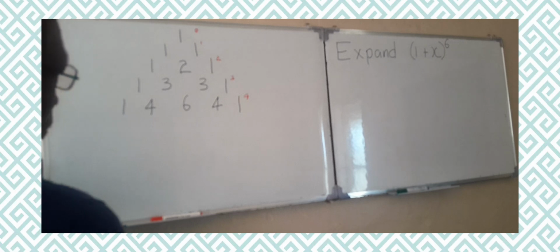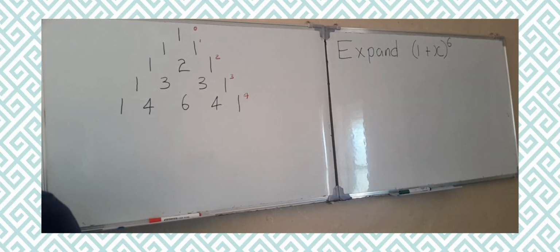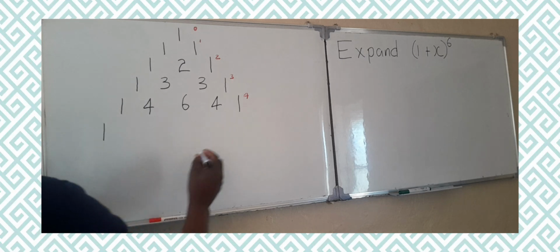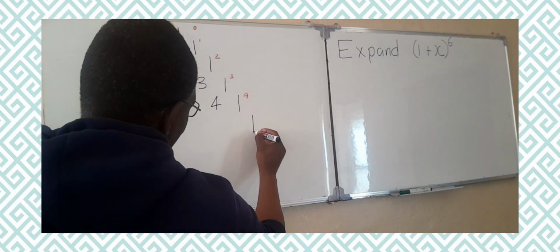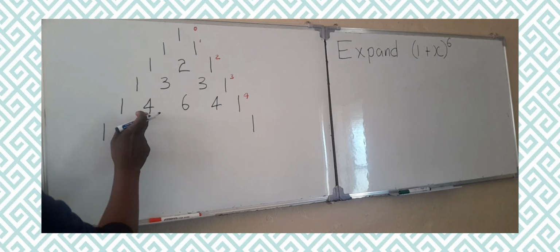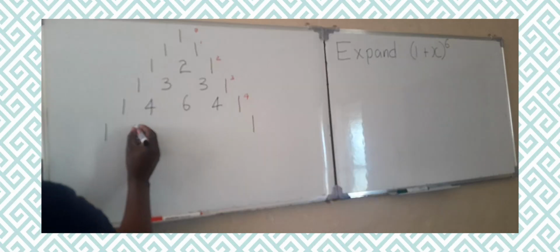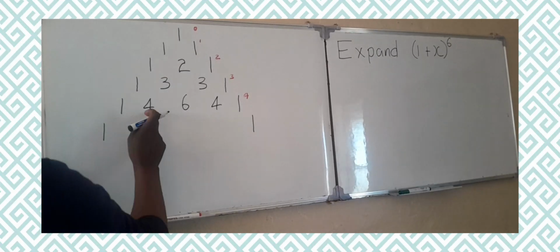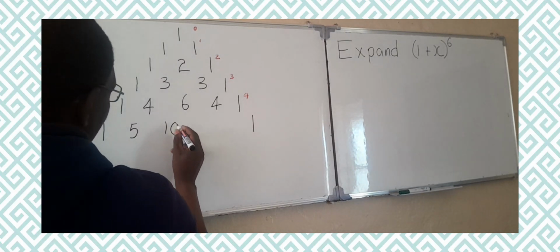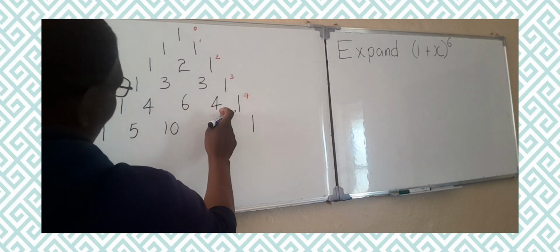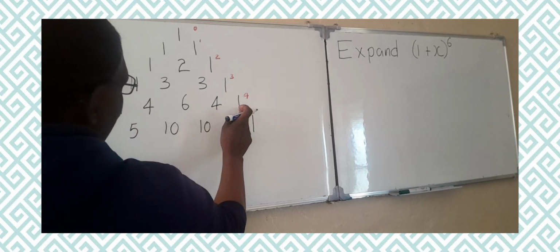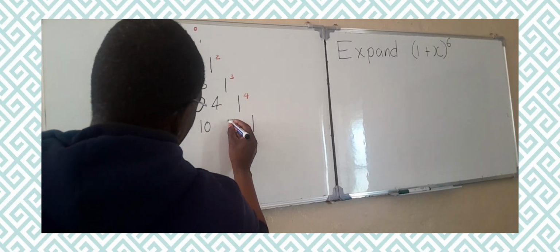Okay, let's go to line 5. Again, we start with a 1 to the left of this and a 1 to the right of this one. What do we put in between here? We take this 4 and this 1, add them together, we get a 5. We take this 4 and this 6, we add them together, we get a 10. We take this 6 and this 4, we add them together, we get another 10. We take this 4 and this 1, we add them together, we get a 5.